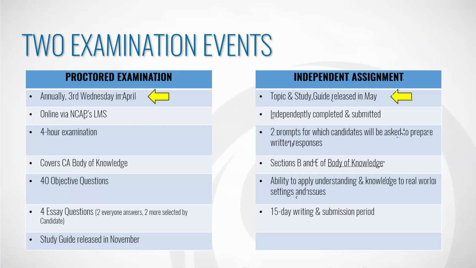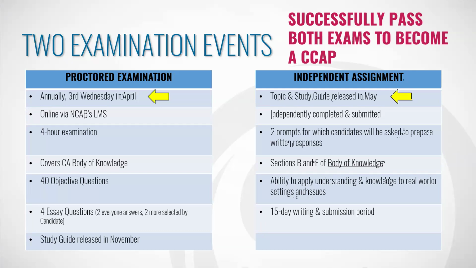So this is going to give you a topic. It's going to ask you to write about vision and values of community action relating to that topic, and how that topic can be made real in our community action work. You have 15 days from the time we release the assignment and the topic to read the study guide that we release with it. There is a short study guide with materials, and to write and submit your responses. You need to pass both exams to become a certified community action professional.